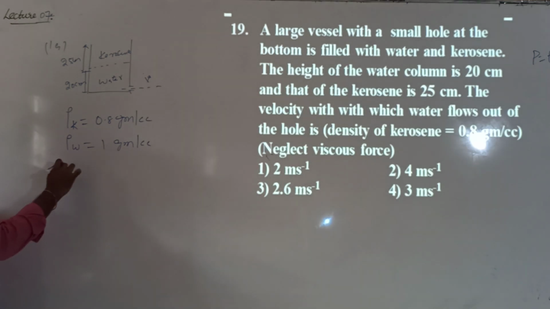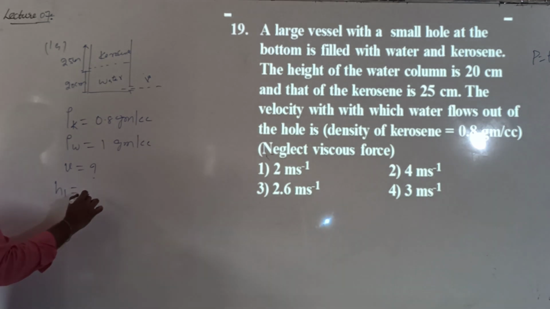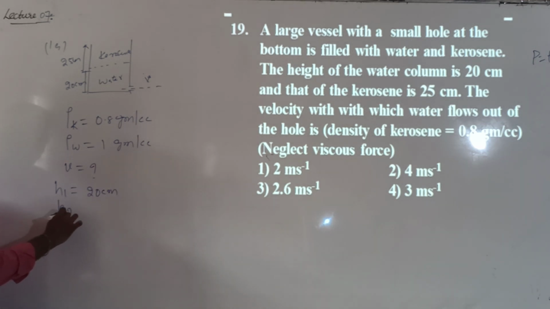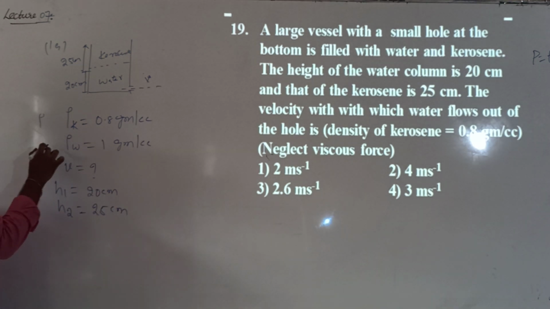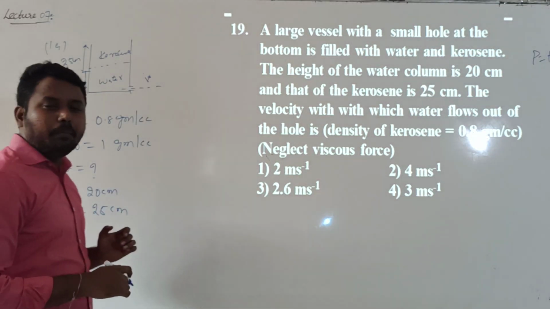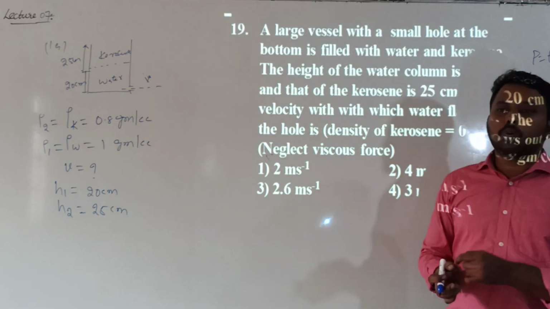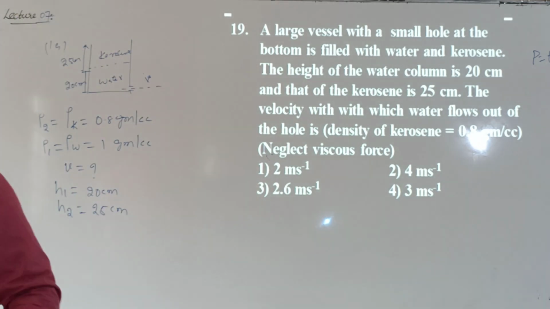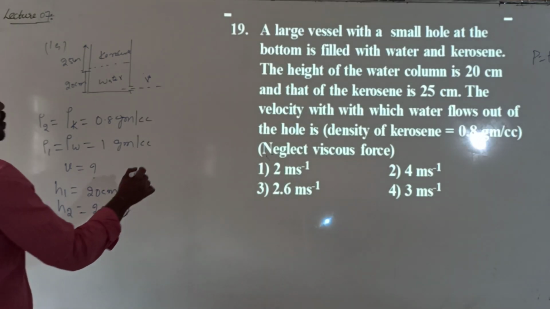What do I want to calculate? We want to calculate the velocity. Here h1 is equal to 20 centimeters for water, and h2 is 25 centimeters for kerosene. Let me call rho 1 for water and rho 2 for kerosene. Till now we studied that when it is filled with only one liquid, the speed of efflux V is given by root over 2 g h. Whenever two liquids are given, let me apply Bernoulli's theorem.